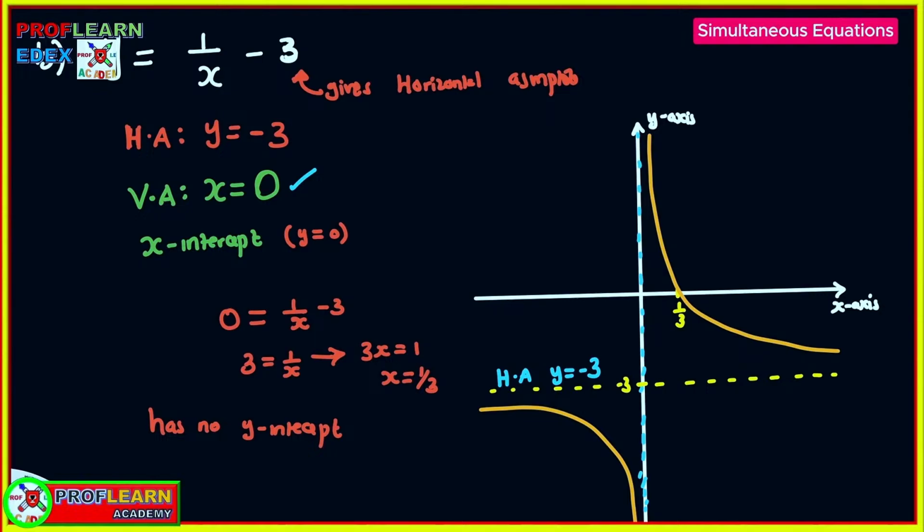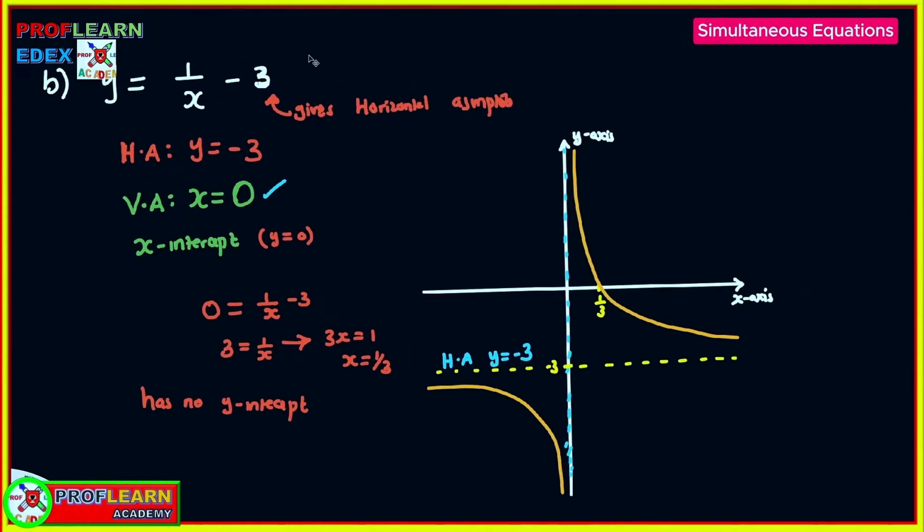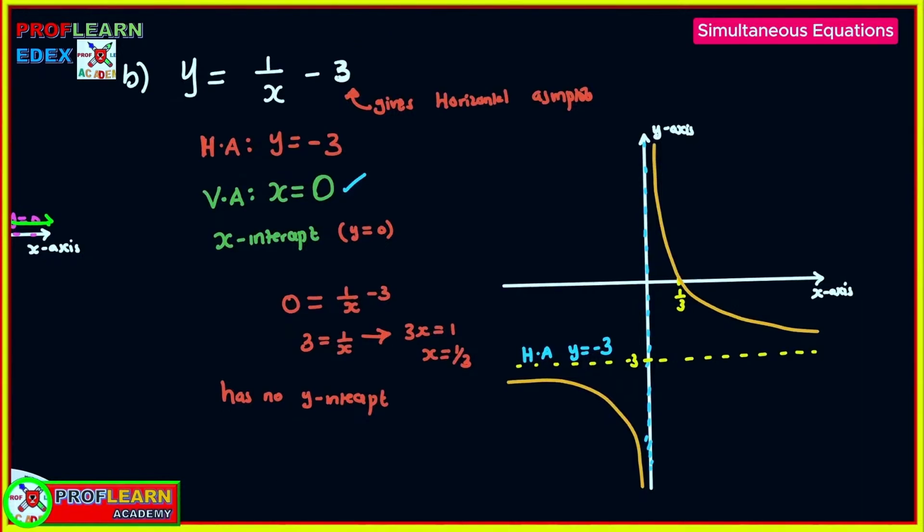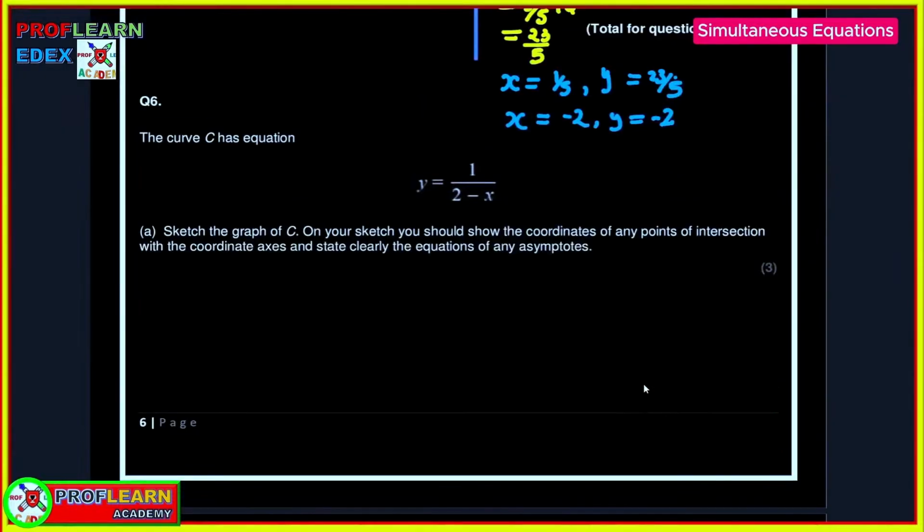All right. So basically, we've done a discussion on how reciprocal graphs are supposed to be drawn. I need us to change gear so that we can go into the exam question and see how that question was asked. We have the curve C, which has the equation y equals 1 over 2 minus x. We're supposed to sketch the graph of C. On your sketch, you should show the coordinates of any point of intersection with the coordinate axes and state clearly the equation of the asymptotes.